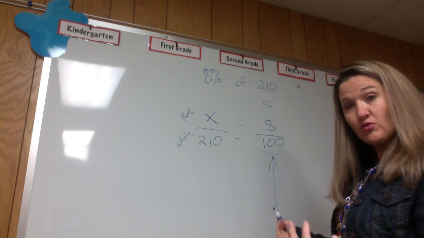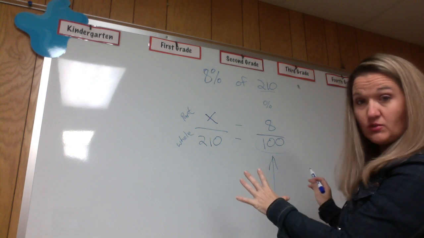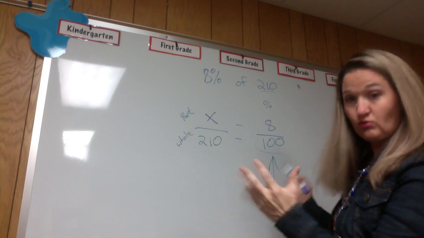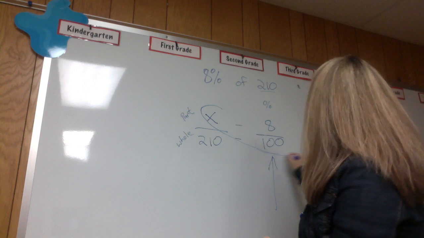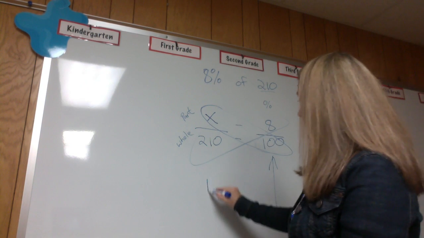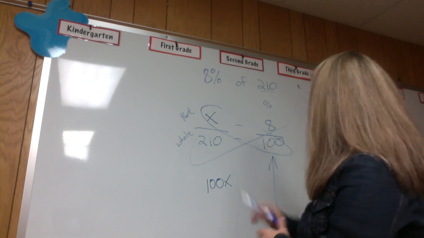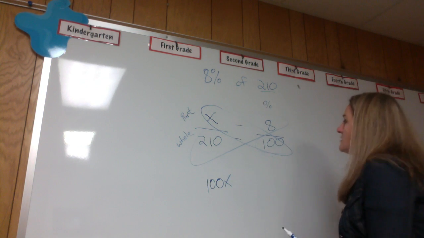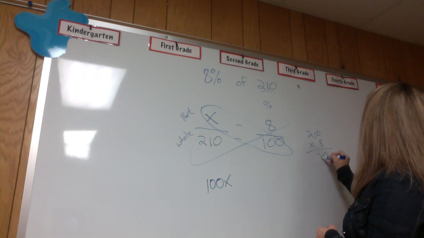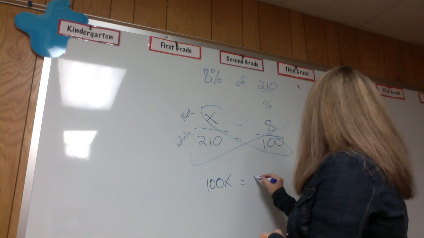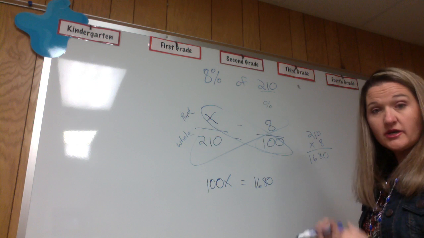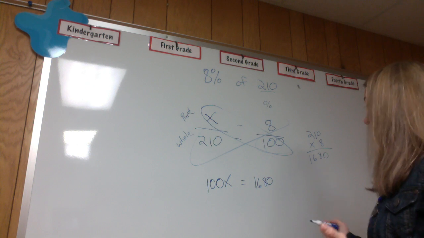Now at this point, we've got a proportion set up. We should be in familiar territory, right? Well, how do we solve for x? We're going to do cross products. So multiply across. So we've got 100x is equal to whatever 210 times 8 is. 1680. All right, so 100x is equal to 1680.